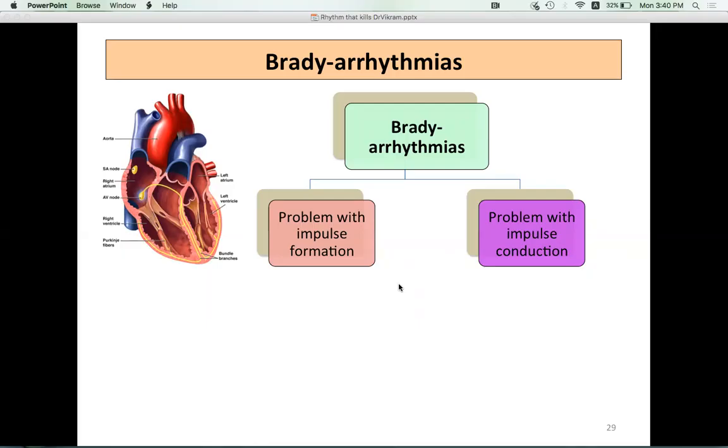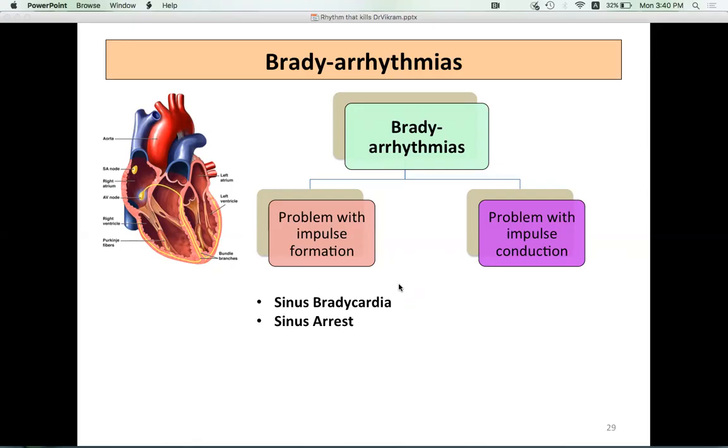You have to remember that bradyarrhythmia may occur because of two reasons. Either there is a problem with impulse formation or there is a problem with impulse conduction. When there is a problem with impulse formation, we'll usually label it as sinus bradycardia or sinus arrest. It means your SA node is not functioning well.